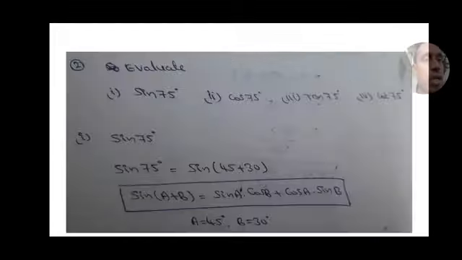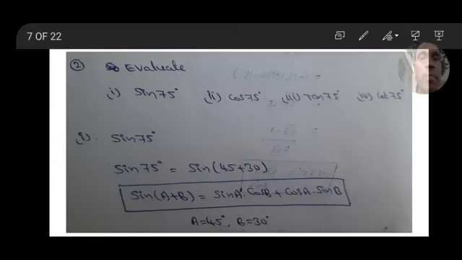Next, now the second problem: evaluate sin 75, cos 75, tan 75 degrees and cot 75 degrees. In the previous problem we discussed all the trigonometric functions of 15 degrees. Now we are discussing 75. So what is sin 75 degrees?